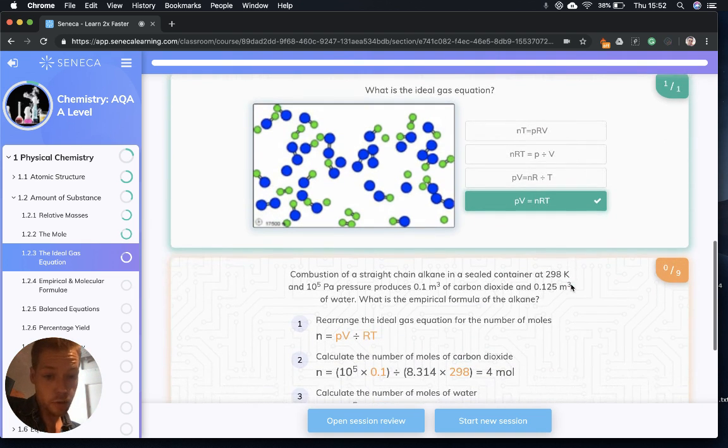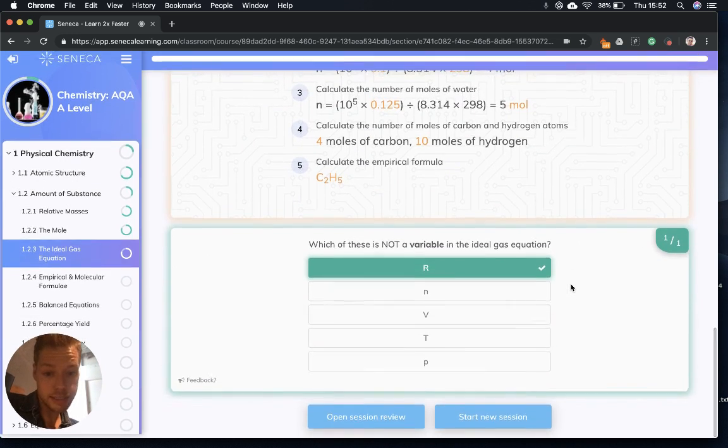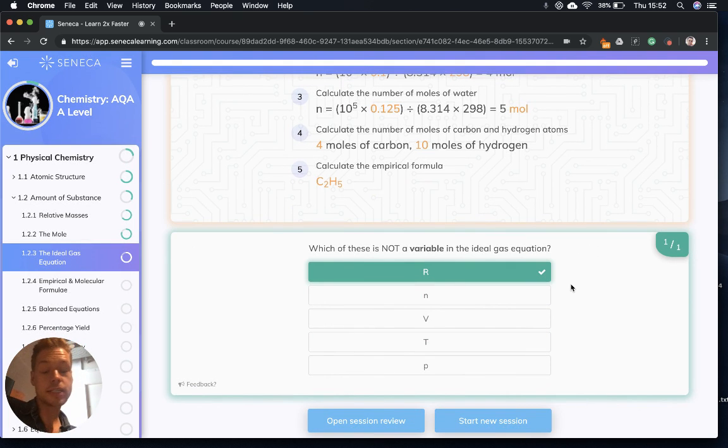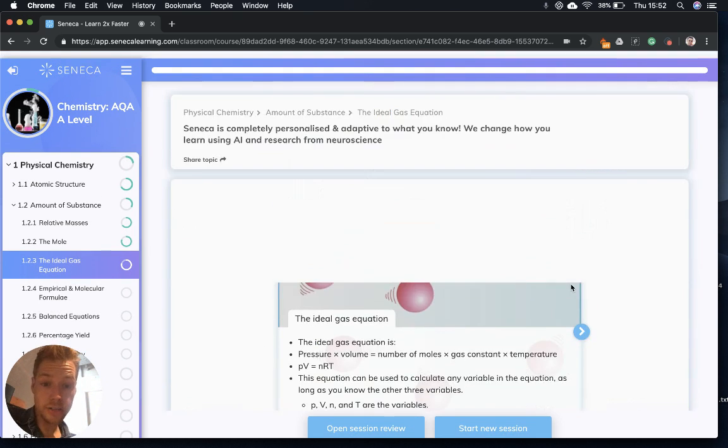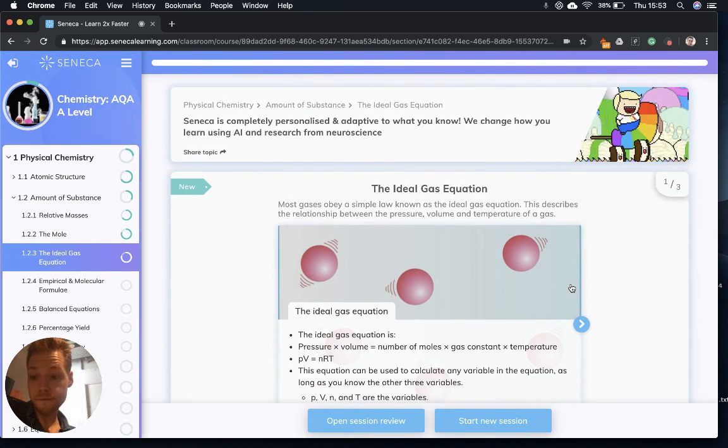Okay, so shout it out to me. What is the ideal gas equation? It's PV equals nRT, okay? And what is the constant? The constant is R, and that is 8.314.